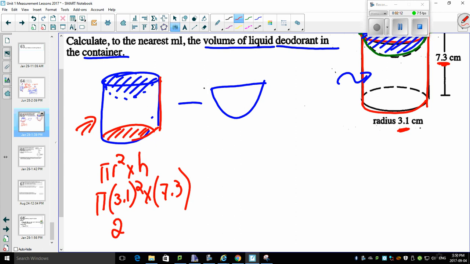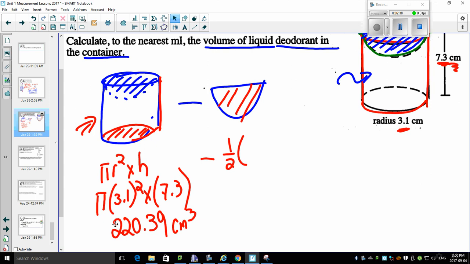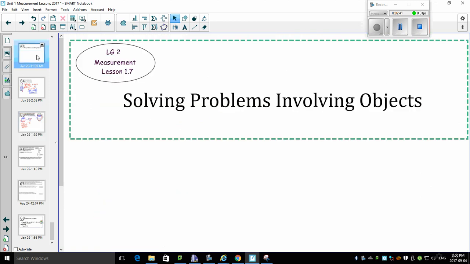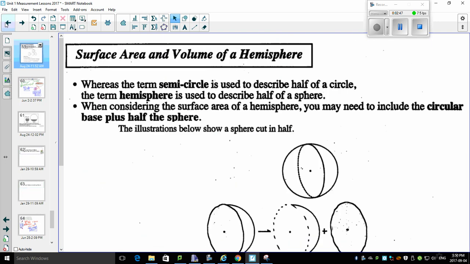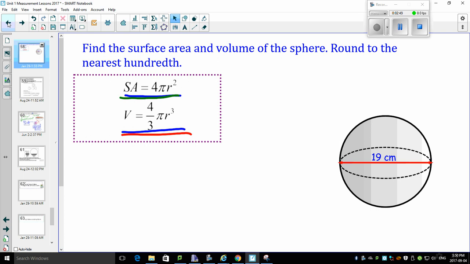220.39, and since this is volume, it's centimeters cubed. But now you want to subtract out half of that ball that is used as an applicator for your deodorant. So subtract out the volume of half a sphere. You remember the volume of a sphere is 4/3 pi r cubed.